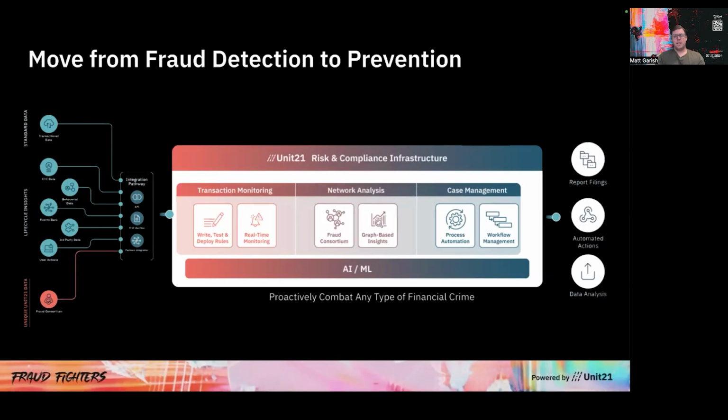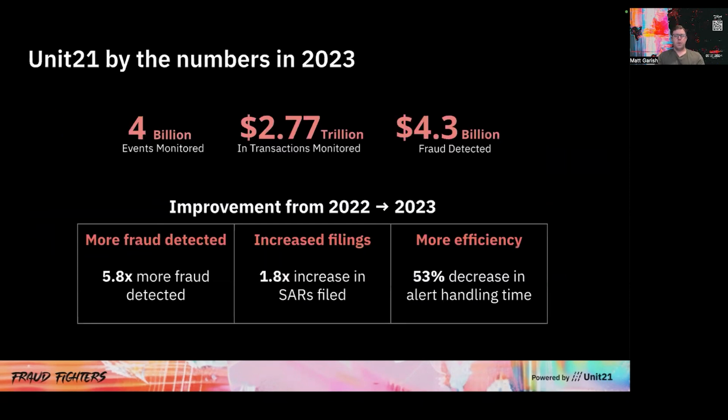Additionally, all this data is accessible and insights can be derived from the outcomes. If we look at 2023 specifically, our customers monitored 4 billion events and 2.77 trillion transactions, detecting almost $4.5 billion in fraudulent activity. The gains have come in agile fraud detection and overall investigative efficiency.